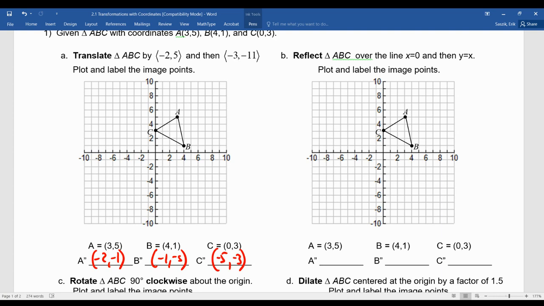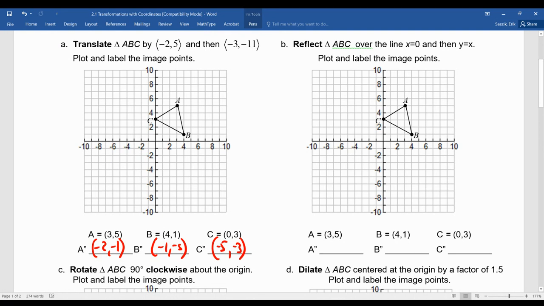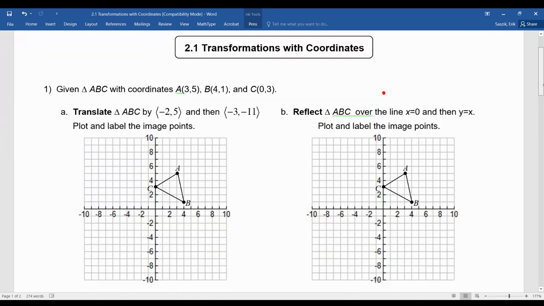All right. Reflections can be a little bit harder. Reflecting across the X or Y axis, that's simple. So, if I was to reflect, remember, X equals 0, that's the Y axis. So C wouldn't change at all.